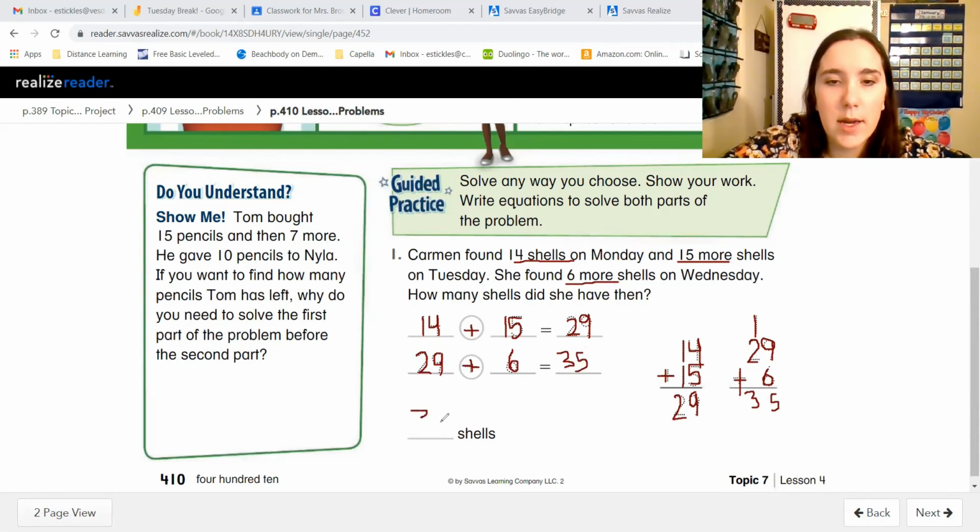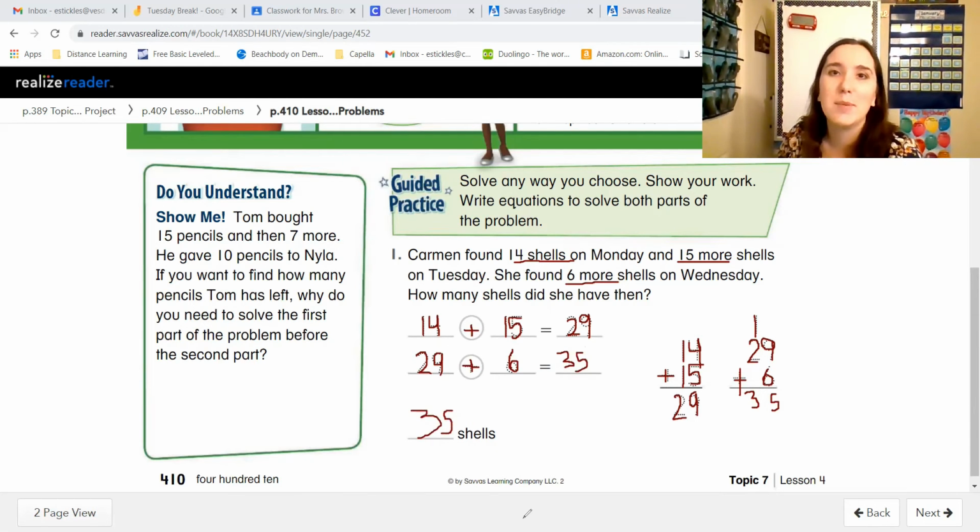And last little thing, we got to write out our final answer, 35 shells in all after 3 days of picking up shells. Let's go watch one more quick video.